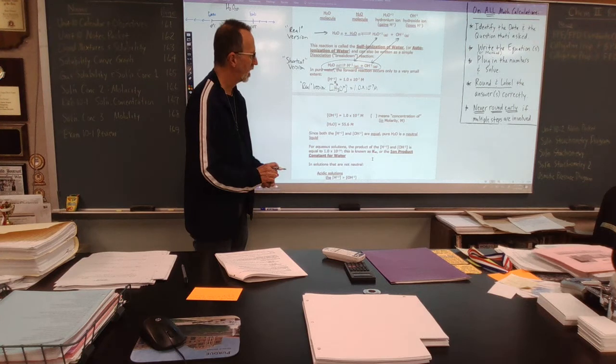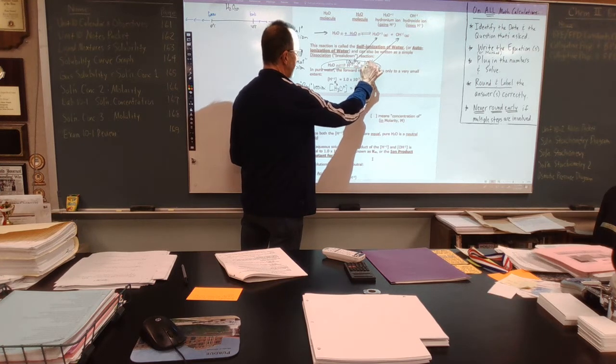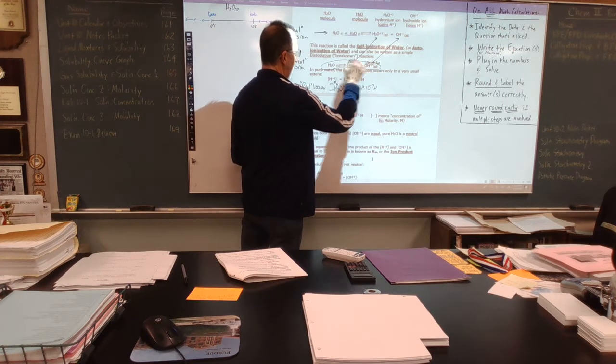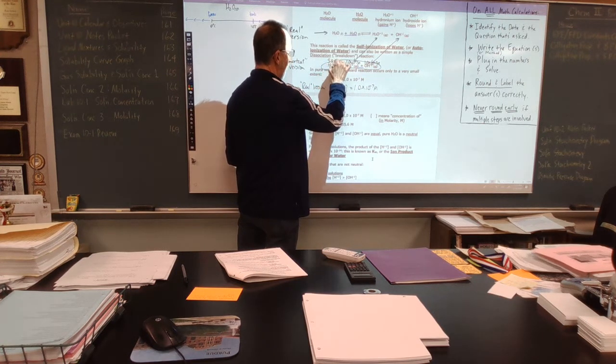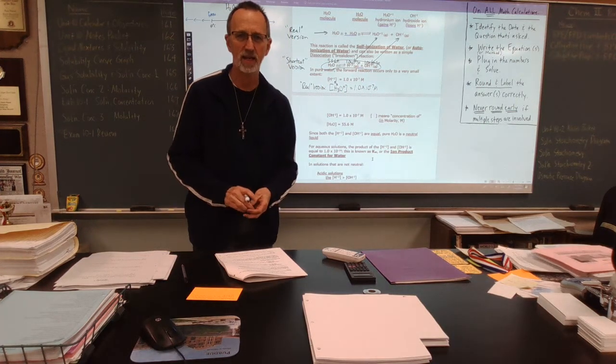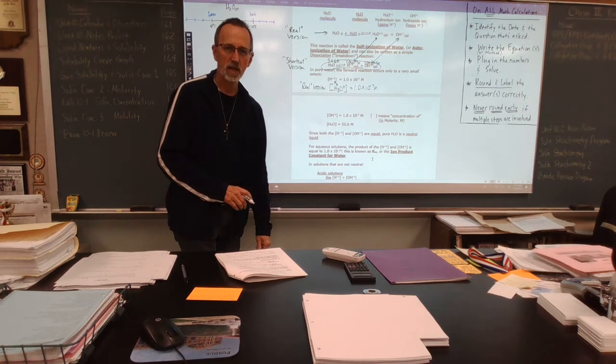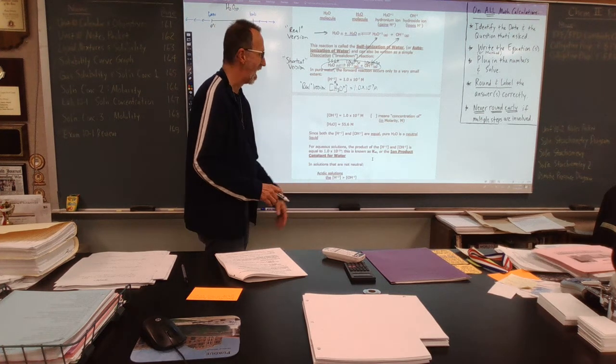Hydrogen ion concentration, 1.0 times 10 to the minus 7th molar. Hydroxide the same, and yet water 55.6 molar. That is a big difference, all right? 8 decimal places different if you want to get right down to it. So actually closer to 9.